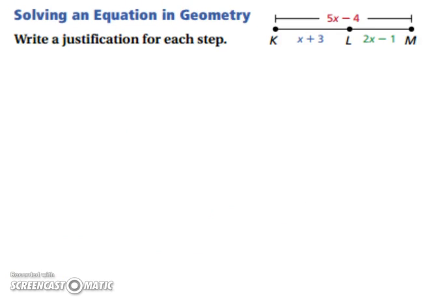Let's try this next one, solving an equation in geometry. So write a justification for each step. Well, our first piece is we need to come up with an equation so that way we can solve. So we have KM equals KL plus LM. And we know that that equation is correct because of the segment addition postulate.